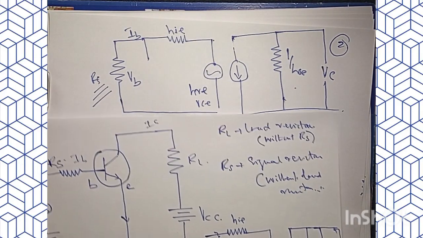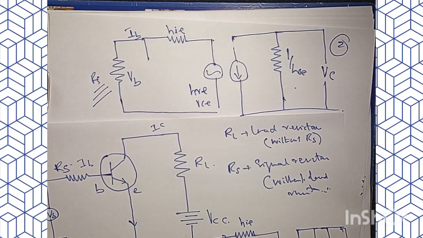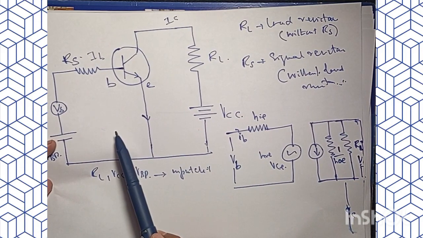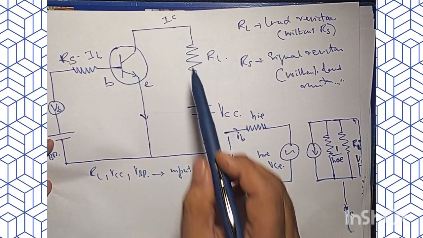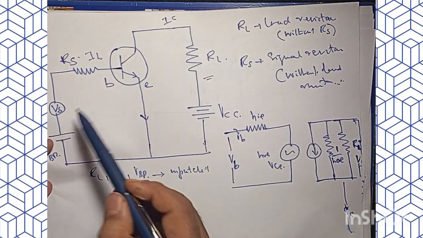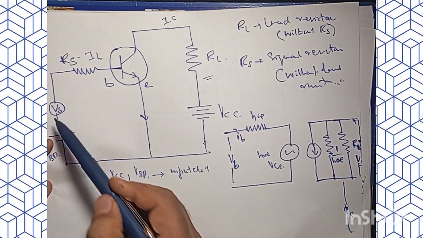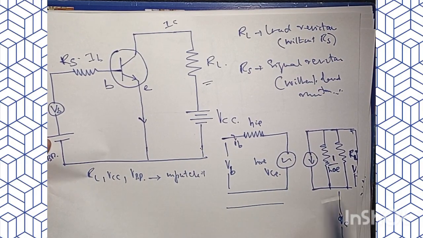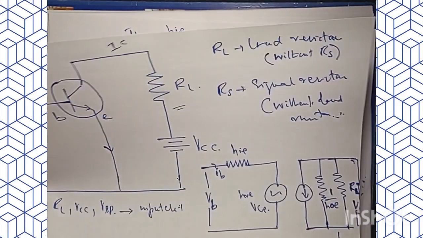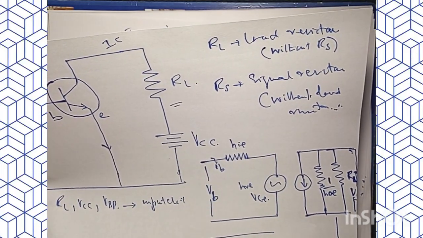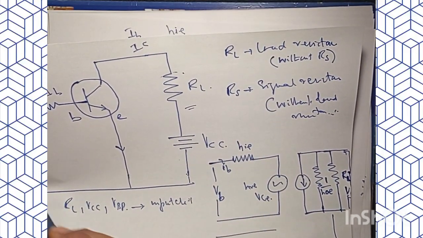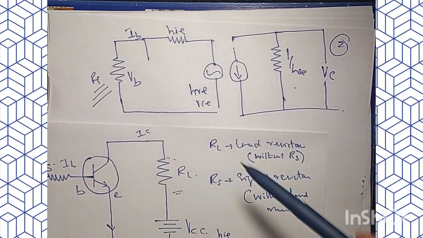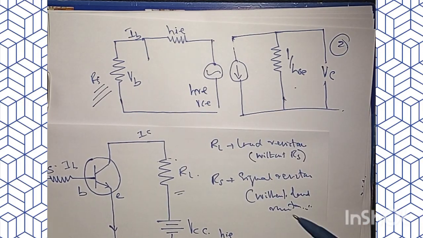Now if we compare the two, this is the H equivalent circuit for the common emitter configuration of this transistor when I consider the load resistance and the resistance of the signal is not considered, right? For that we have this equivalent circuit, and similarly for a situation where I don't consider the load resistance and only consider the resistance of the signal, we have this as the equivalent circuit.